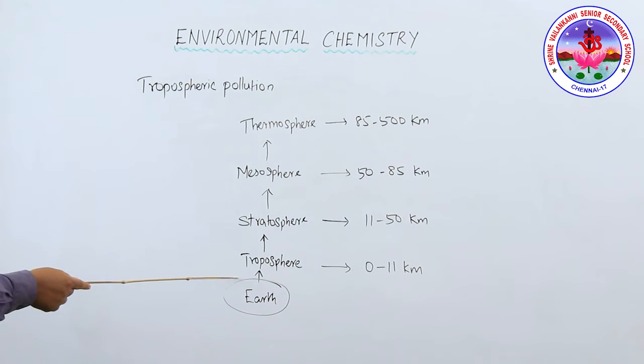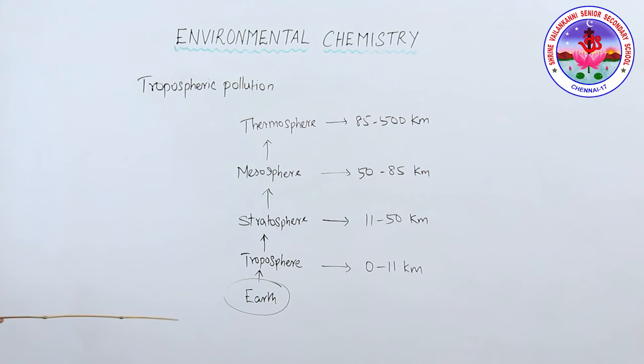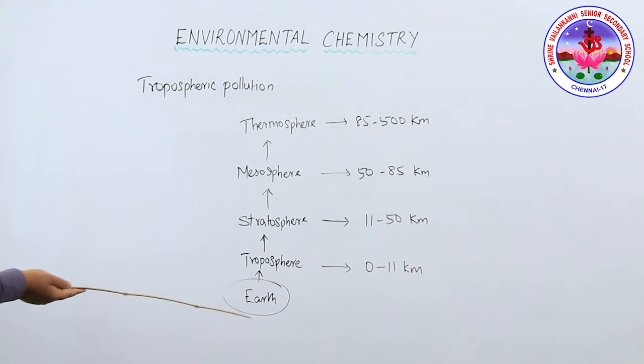The troposphere is the most important region of the atmosphere because it is the domain of all living organisms, including animals and plants. So this is the region which is greatly affected by air pollution. Further, this region contains water vapor, which is essential for living organisms. Also, 80% of the mass of the atmosphere is in this region. The temperature of this region decreases with altitude and is minimum at about 0 to 11 kilometers.